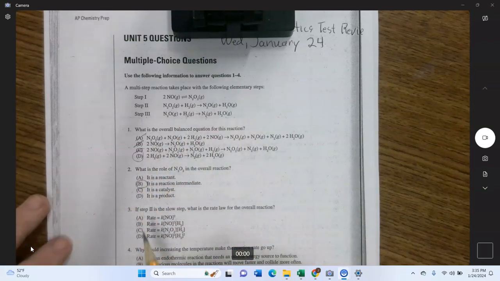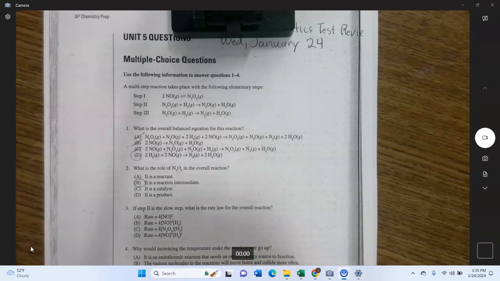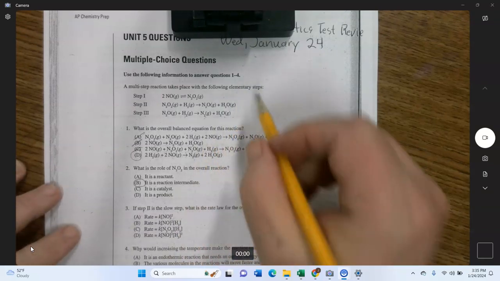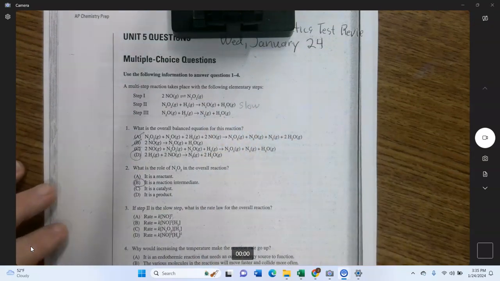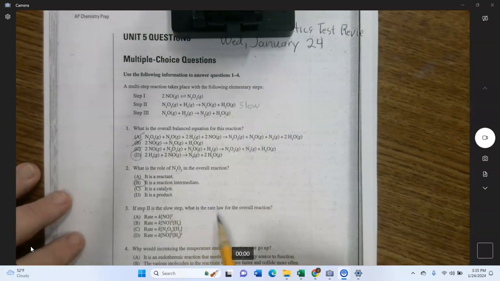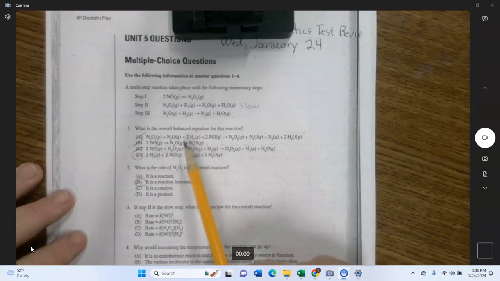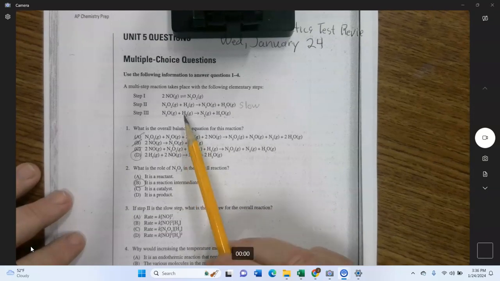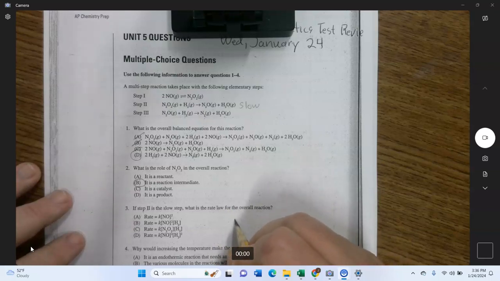All right? If step 2 is the slow step, what is the rate law for the overall reaction? Remember, if the slow step is somewhere other than the first step, you're going to have possibly a complication, because this step, so let's write it down, this is the slow step, is going to hold up the overall reaction. So we know that the rate law of the overall reaction is the rate law of the slow step. Let's write it over here, what that would be.